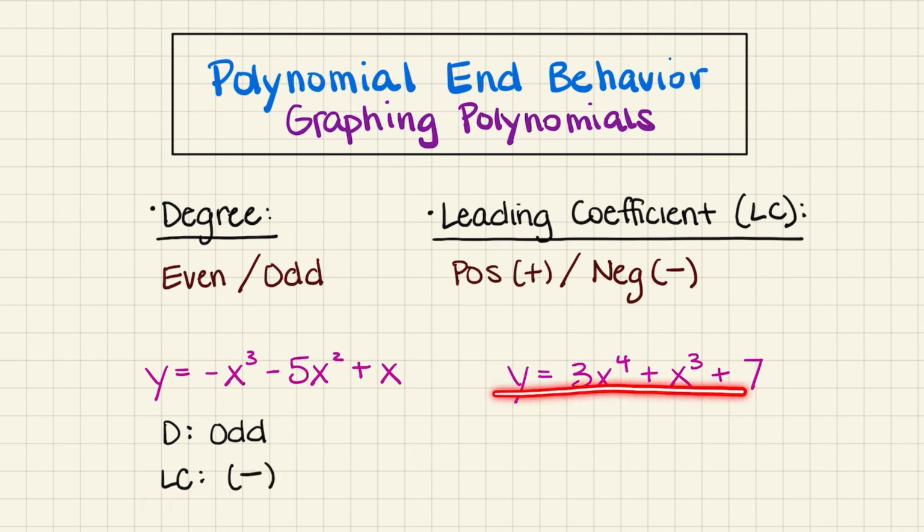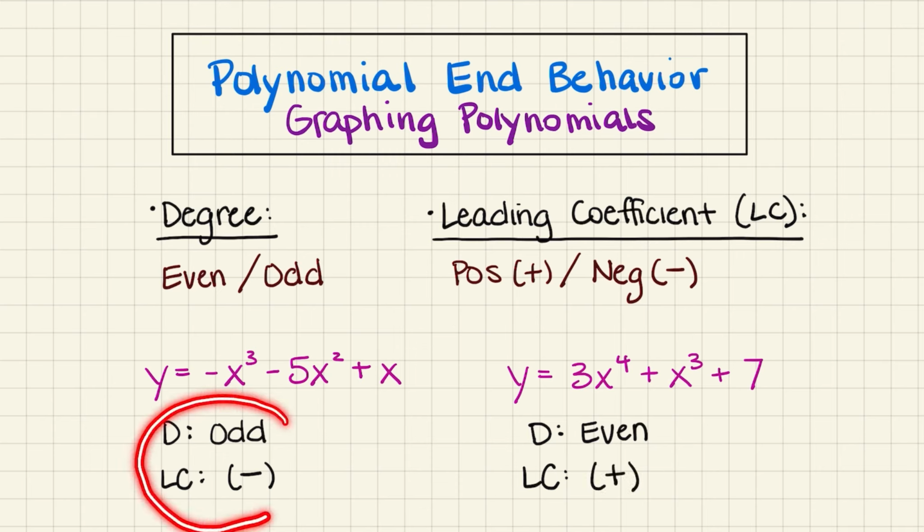Let's look at this example here. The degree is the highest power, so we have a 4 and a 3, and so this is our highest power. Since it's 4, our degree is even. It's an even number. And our leading coefficient is the coefficient that's in front of the variable with the highest power. So in this case, it's a 3, which is positive.